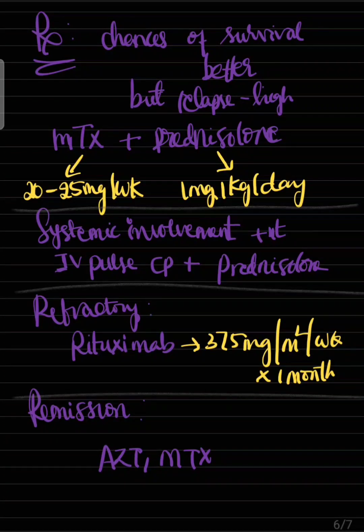So 20 to 25 mg per week of methotrexate and 1 mg per kg per day of prednisolone are the initial treatment that we go for. Then if there's a localized involvement, that is fine, but if there's a systemic involvement present, then we have to go for a higher immunosuppressive drug such as IV pulse cyclophosphamide along with prednisolone. And then if it is refractory, if it is not responding well, or if it is relapsing, we can go for the monoclonal antibody rituximab, that is 375 mg per meter square per week for 4 weeks, that is 1 month.